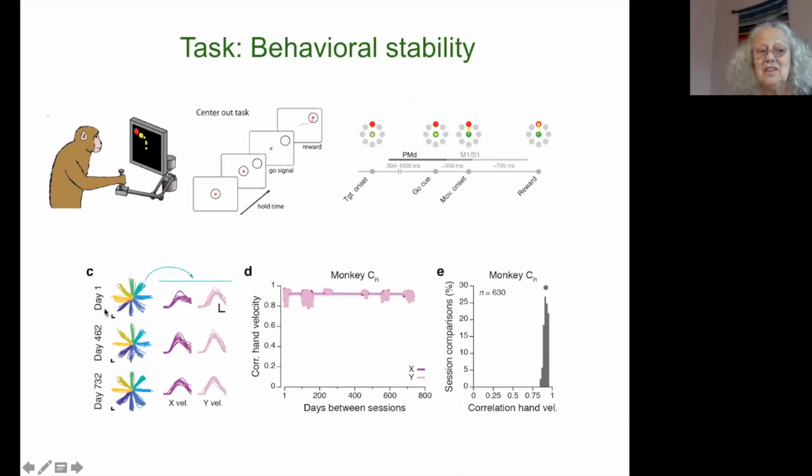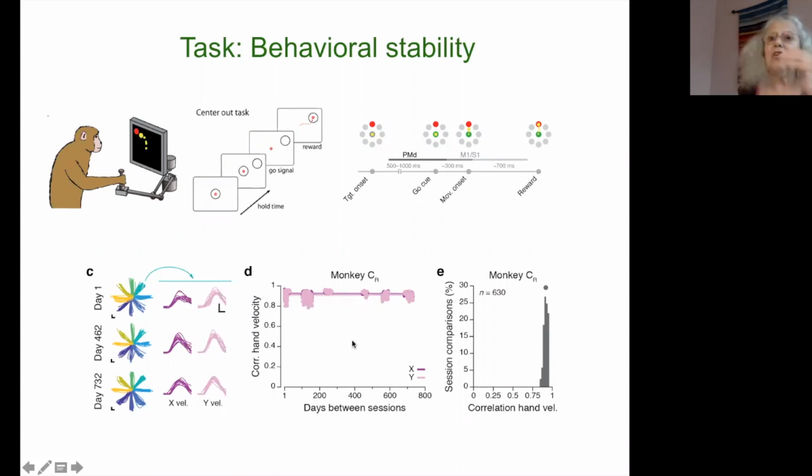So these are the trajectories in the XY space, again color coded according to target. And you can see the trajectories on day 1, day 462, day 730. So this is like a year later, 2 years later. The trajectories are very stereotyped. If you look at the trajectories in a given direction, in this case up and to the right, the northeast direction, and you look at the velocity profile, so the cursor is making a trajectory in the XY plane of the screen. So the X velocity has a trajectory, the Y velocity has a trajectory, X is darker, Y is lighter, and you can see that the time evolution of these trajectories is also very, very stereotyped.